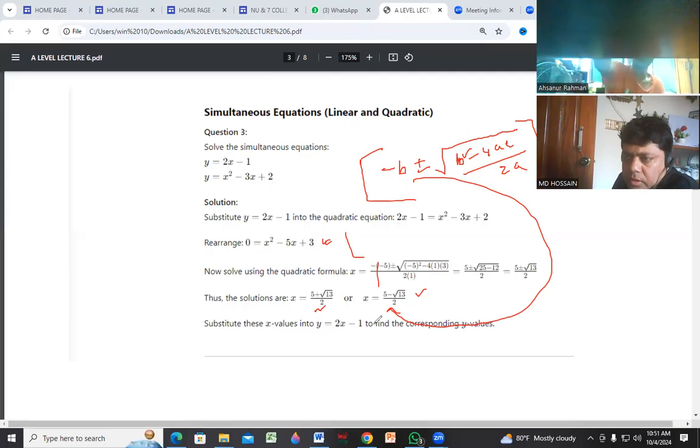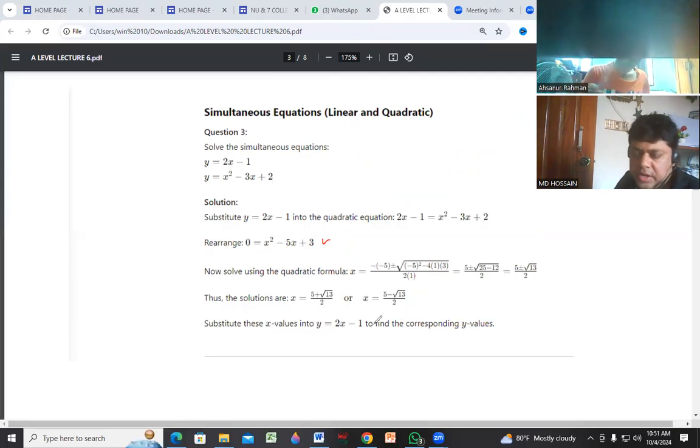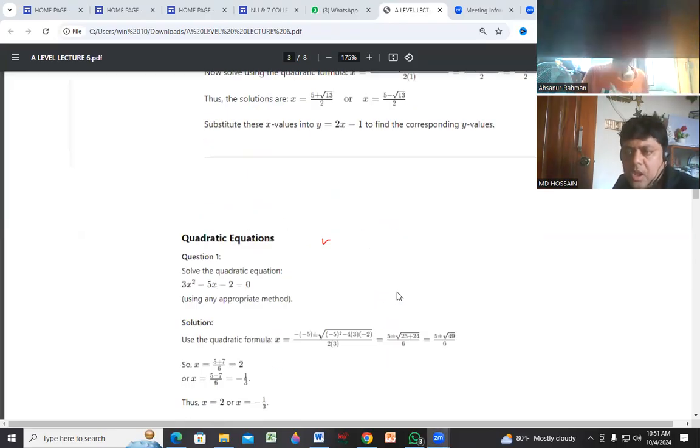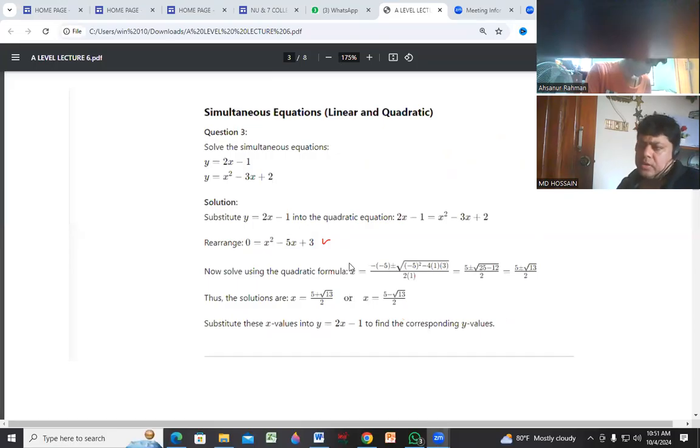Okay, then next. Did you get a clear conception regarding these types of math? Why have we done this? Why have we applied this formula? Can you tell me why?